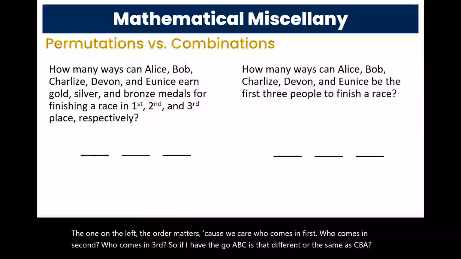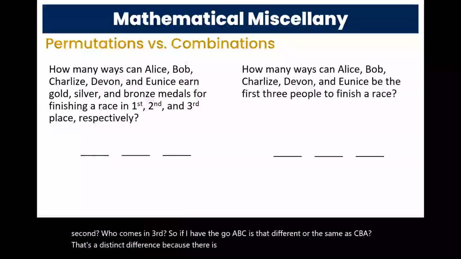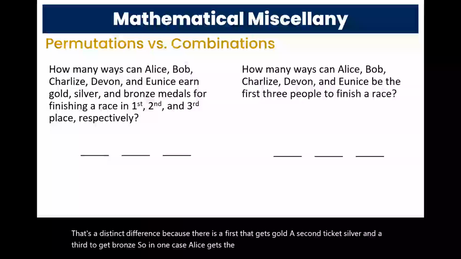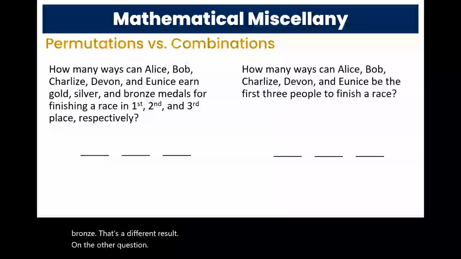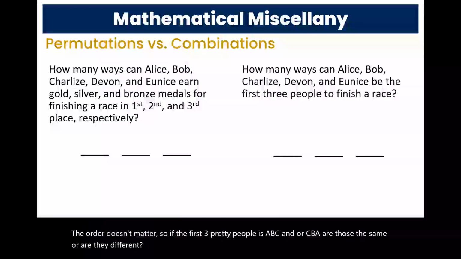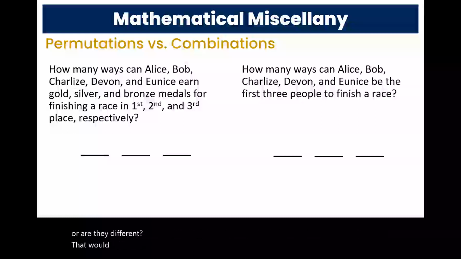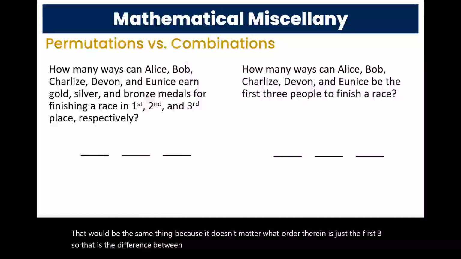That's a distinct difference because there is a first that gets gold, a second that gets silver, and a third that gets bronze. So in one case, Alice gets the gold. In the other case, Alice gets the bronze. That's a different result. On the other question, the order doesn't matter. So if the first 3 people are A, B, C, or C, B, A, are those the same or are they different? That would be the same thing, because it doesn't matter what order they're in, it's just the first 3. So that is the difference between permutations and combinations.